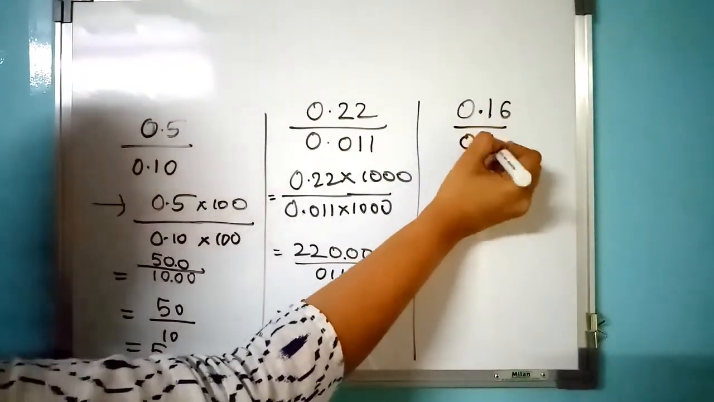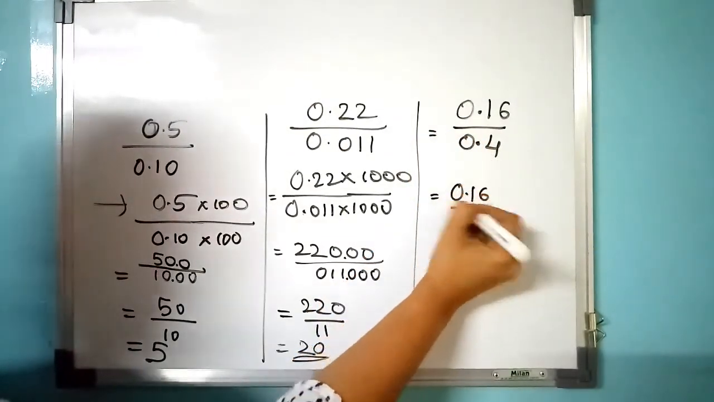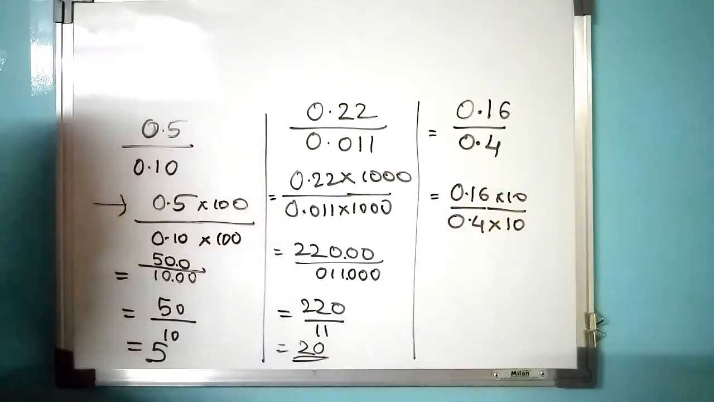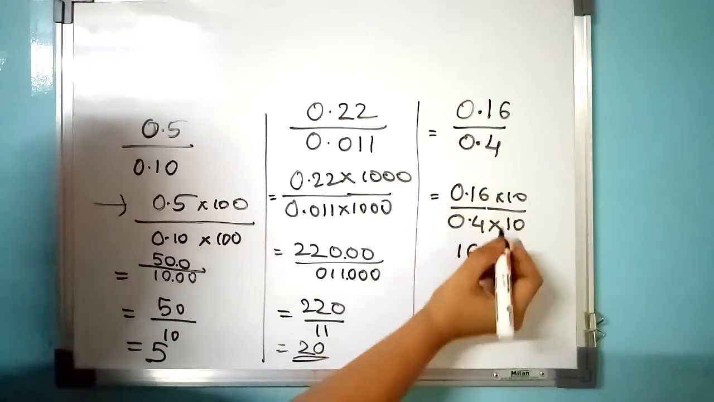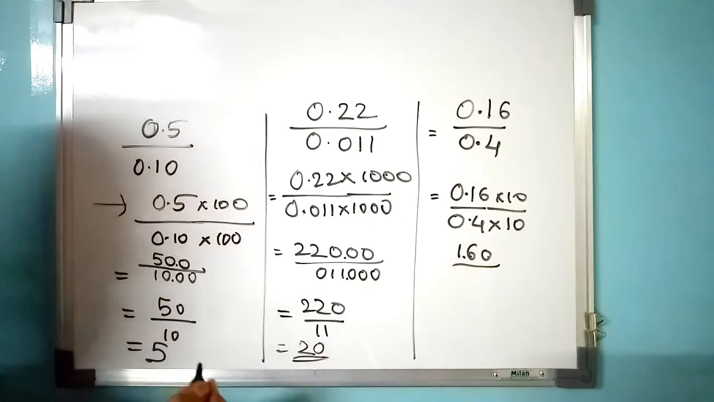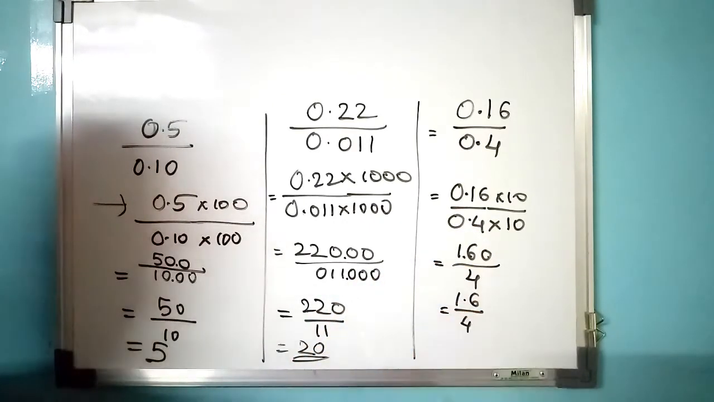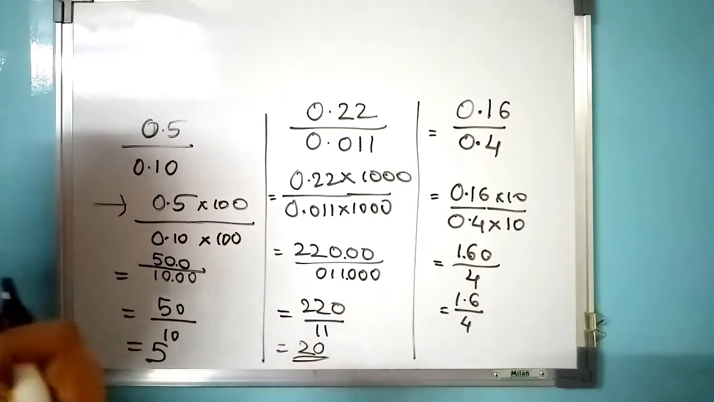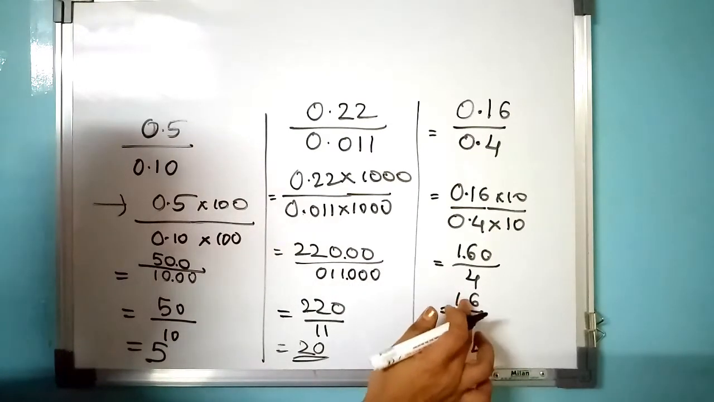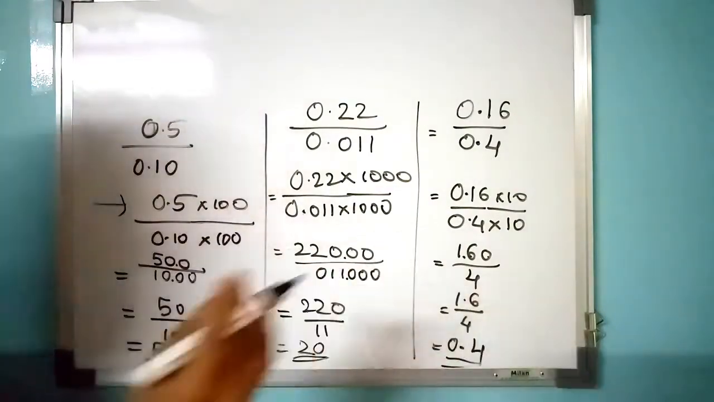Let's check one more example: 0.16 divided by 0.4. What to do? Simply 0.16 upon 0.4, into 10 into 10, we will do. Now it is nothing but 160. After the decimal there are 2 places, so from 2 places we should come back. Here it makes 4, so this is nothing but 1.6 upon 4. Now you can change it to the without-decimal form, or you know 4 fours are 16, but as here is a decimal it will be 0.4. So in that way you can write the answer for this question.